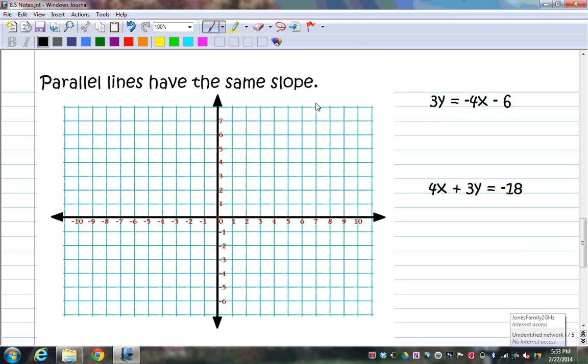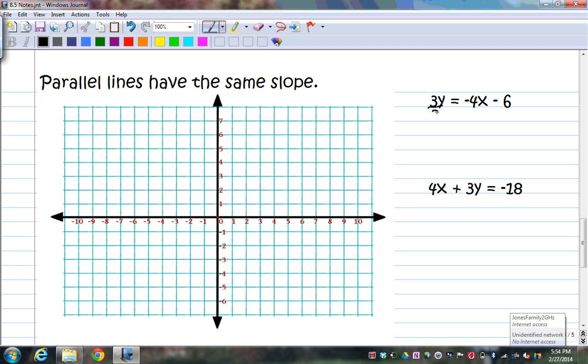Let's do something else. Here I have two equations where the lines are going to be parallel. The lines are parallel if they have the exact same slope. So stop the video. I want you to solve these equations for y, put them in slope-intercept form, and then try graphing them, okay? Go ahead and do that real quick.